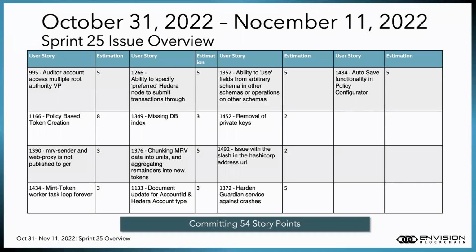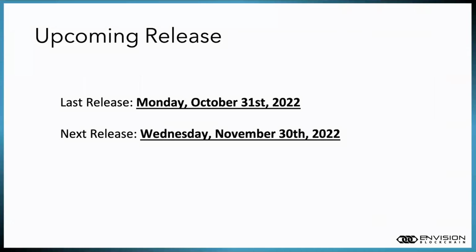So in Sprint 25, we have committed to 54 story points, which includes 166, which is policy-based token creation. We are also working on 995, which is auditor account access multiple root authority, which will include 1266, ability to specify preferred Hedera node to submit transactions, 1452, removal of private keys, and so on and so forth. Now, talking about the upcoming releases, our last release was on Monday, October 31st, 2022. Our next release will be on Wednesday, November 30th, 2022.